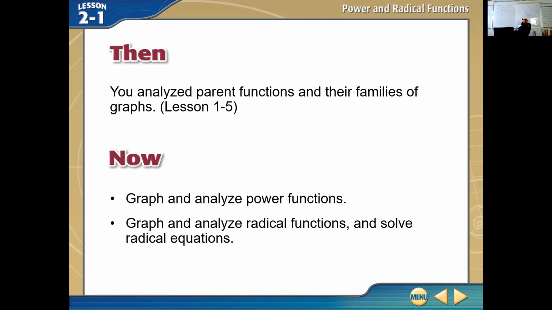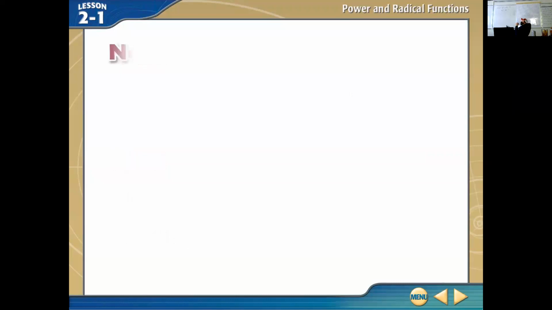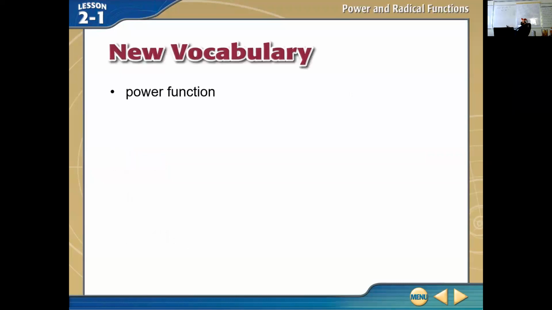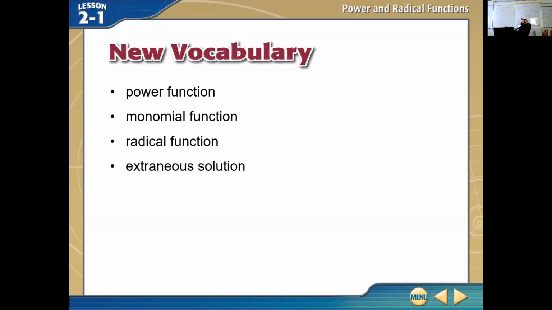Like I said, we're also going to do what's called a power regression. That's honestly going to be the hardest one because it has multiple steps. It requires you to use your graphing calculator or the updated version of that graphing calculator app in order to complete it. Here's your new vocabulary. We have power function, monomial function, radical function, and extraneous solution.